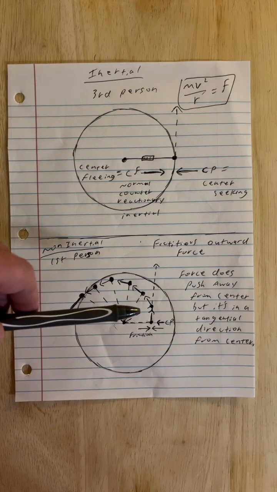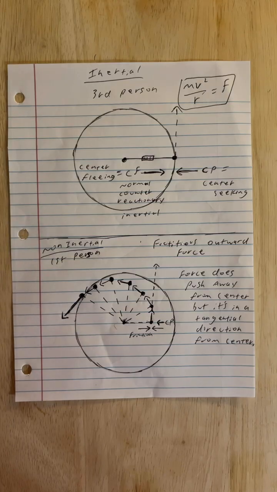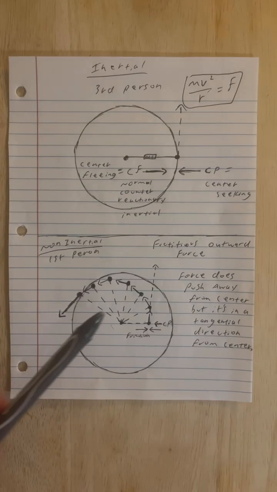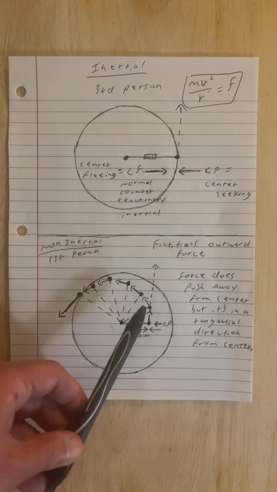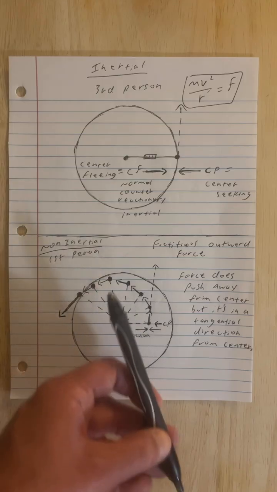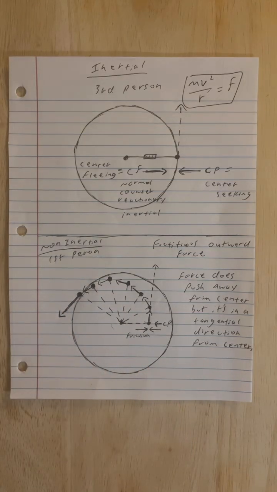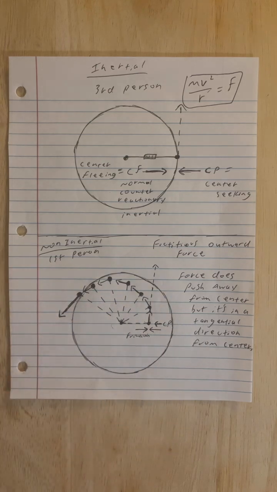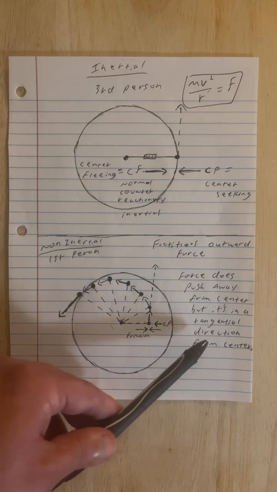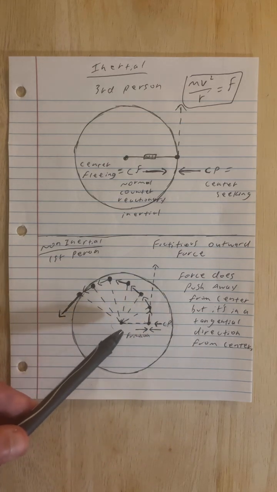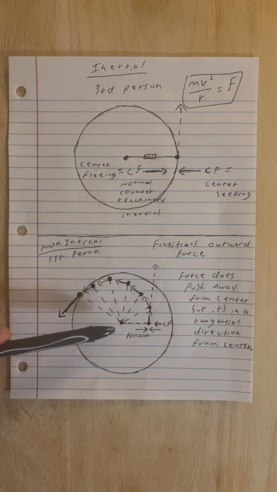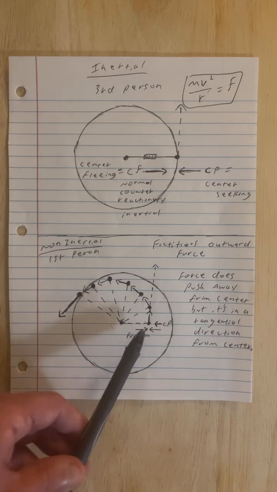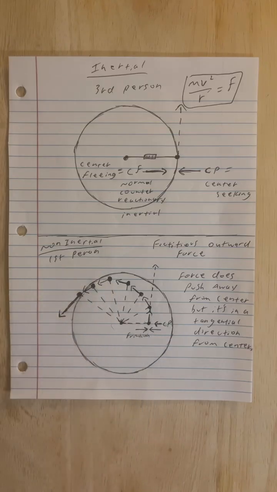It provides an inward force as if you're pulling on something with a rope. As I said here, it's considered a fictitious outward force because you're just trying to go in a straight line, but you're getting pushed off to the left. Technically, this force does push you away from the center of the circle, but it pushes you in a tangential direction compared to the center of the circle, and it's not pushing you directly away from the center of the circle. Meaning if you're this mass right here, you're going to get pushed straight ahead.